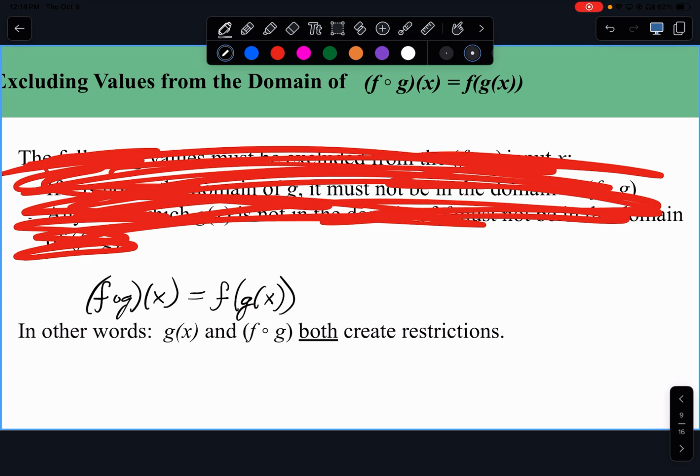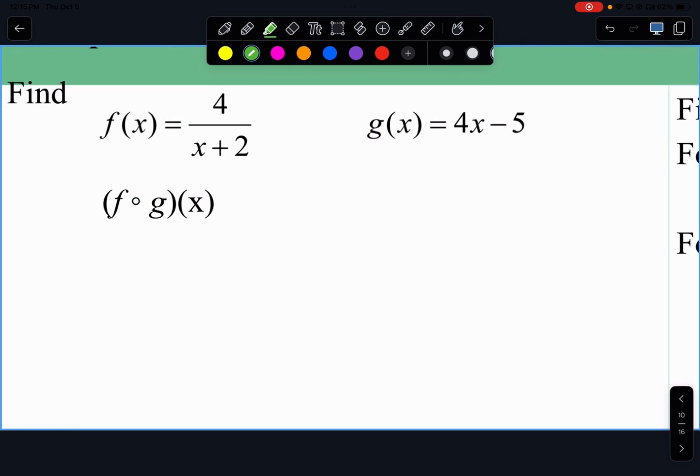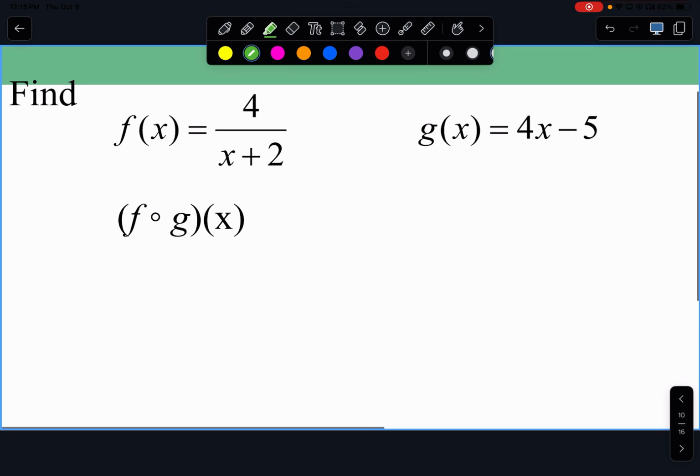So then what we need to know here is that g of x creates a restriction, but also the f of g, which is this part right here, which is like our final function. Okay, so this is the first one. We're just going to practice here on this one. We're not going to worry about domain yet. So it's f of g of x, f composed g of x, however you want to read it.